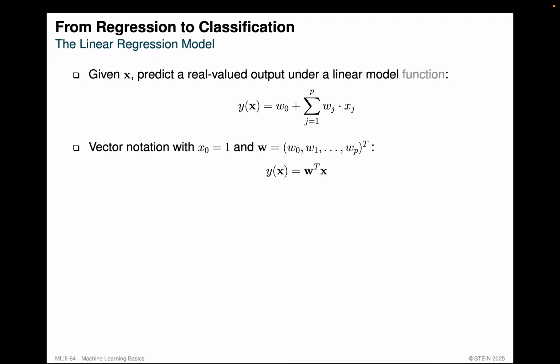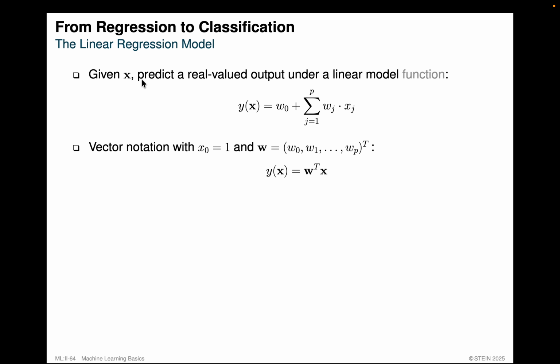We are given a feature vector x and a linear model function. And the linear model function computes a real value by simply combining each feature value of the feature vector with a weight over all dimensions of the feature vector and adding a weight w0, another weight on top of that. This is a simple linear model function, and it gives us a real value. We can also write this model function as a scalar product of two vectors.